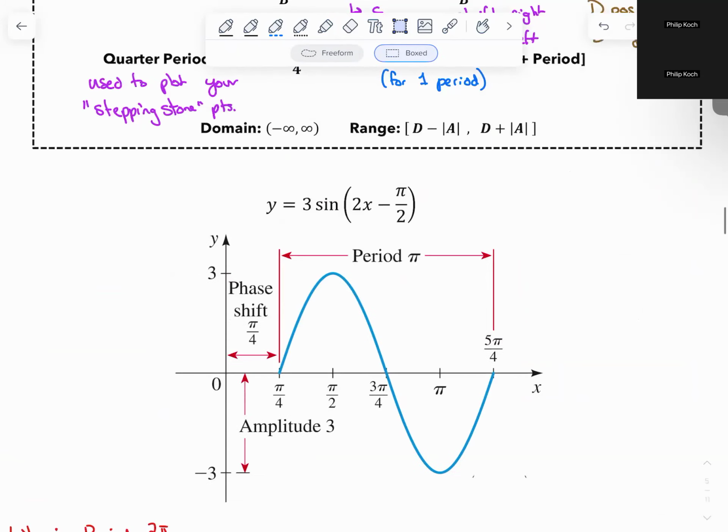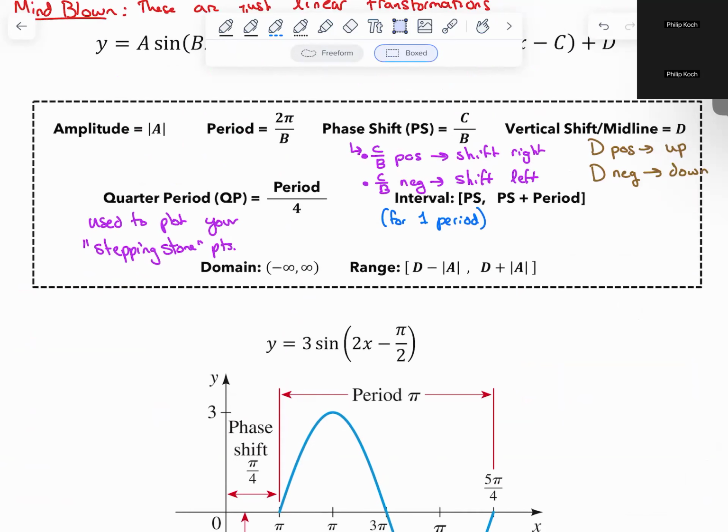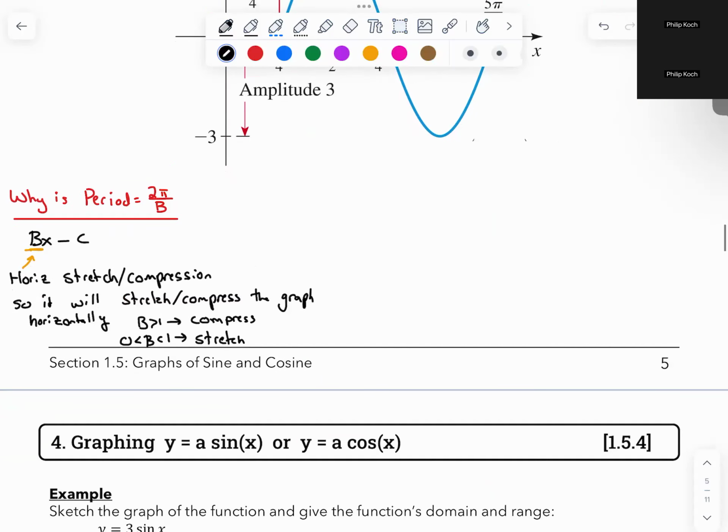Now, the next thing, the phase shift. Why is it C over B? Why would that give us the phase shift? So that's the next little subsection I want to draw down here. So why is PS, phase shift, equal to C over B? This one requires us doing a little bit of algebra. So you've written that down.